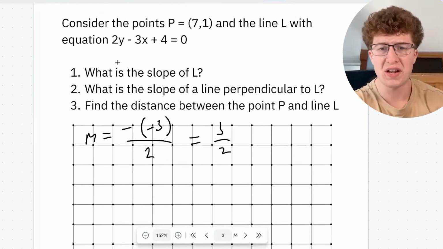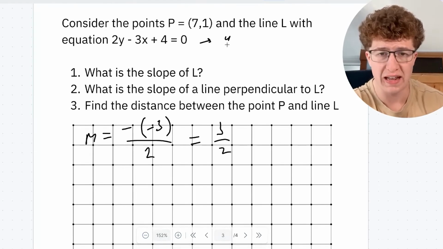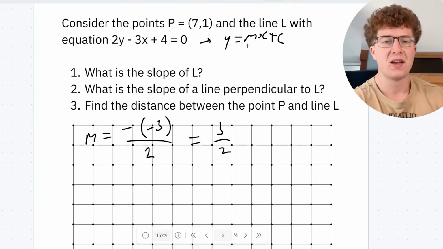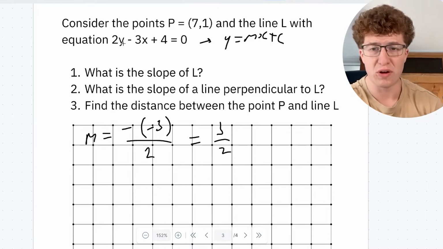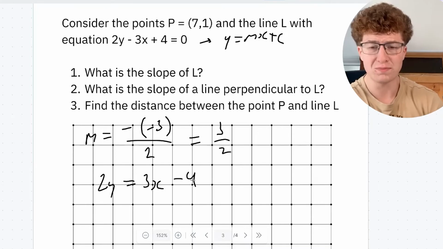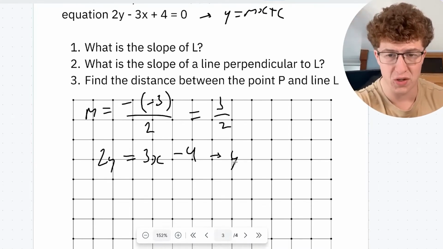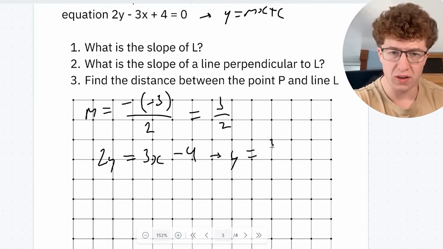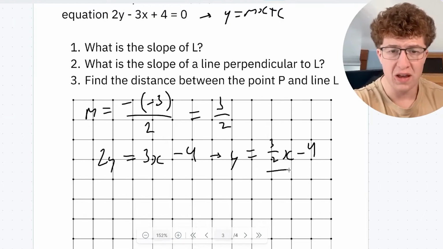A way I like to do it is just rearrange this equation to get it in the form y equals mx plus c. Because then you can just read the value of m. So if we rearrange this, we can get 2y is equal to 3x minus 4. And then when we divide by 2, we have y is equal to 3 over 2 x minus 4. And there's the slope again.